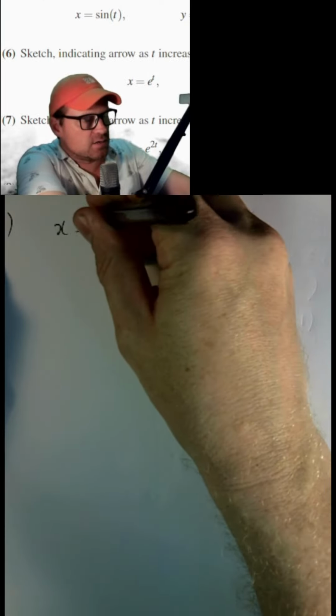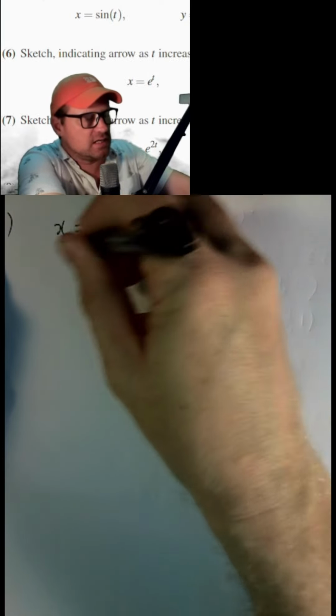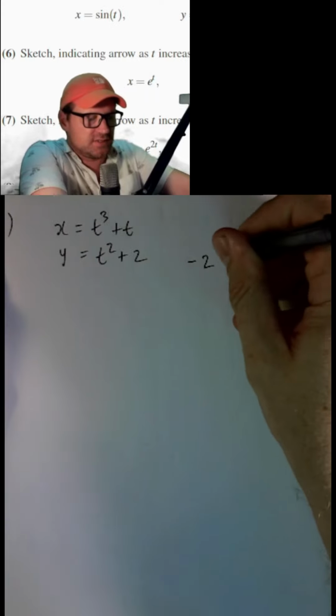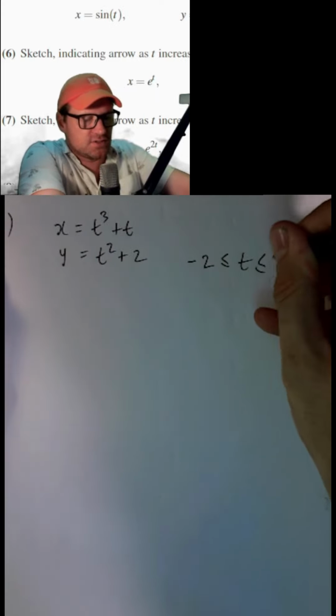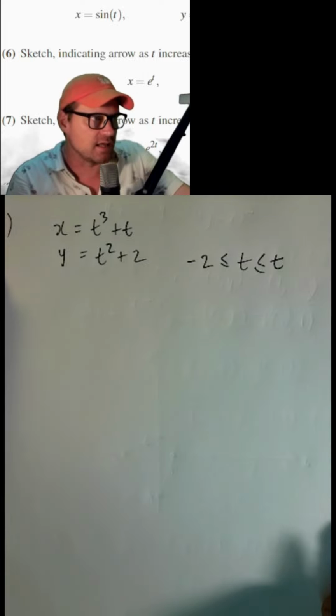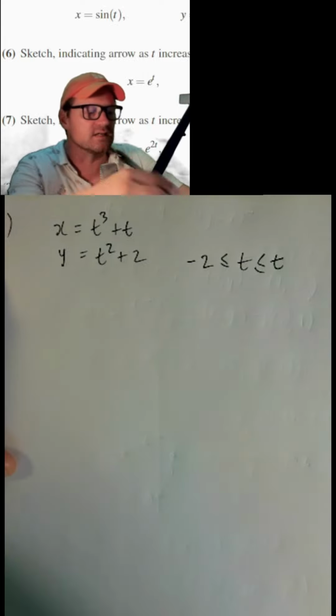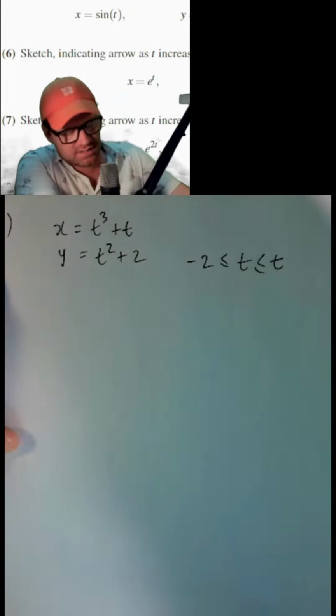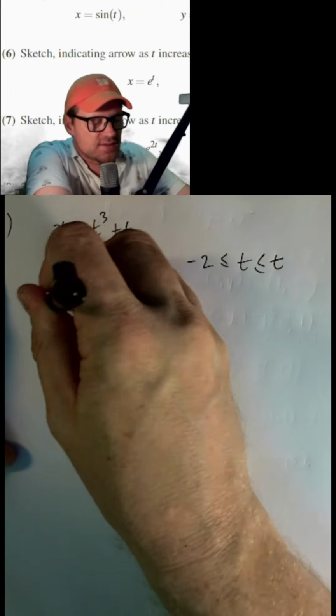We have x equals t cubed plus t, y is equal to t squared plus 2, and t is between -2 and 2 inclusive. So the question asks us to sketch, indicating an arrow as t increases. So we again want to find, where does this start, where does it finish? So let's call A the starting point.